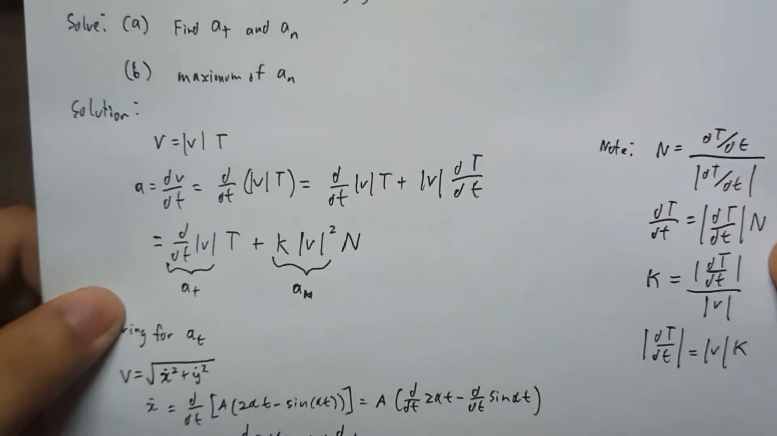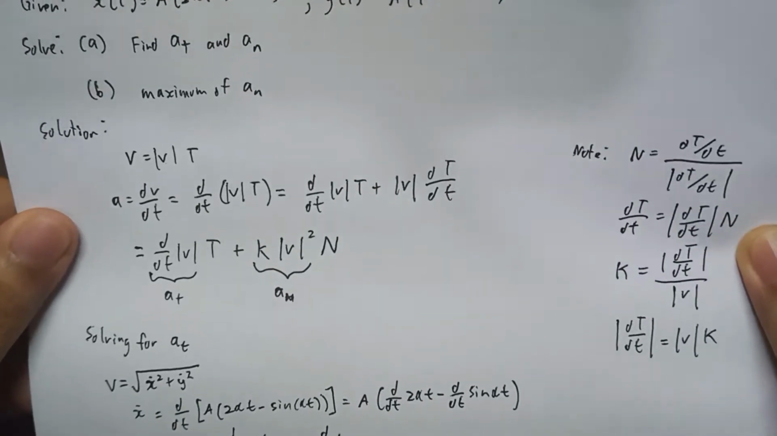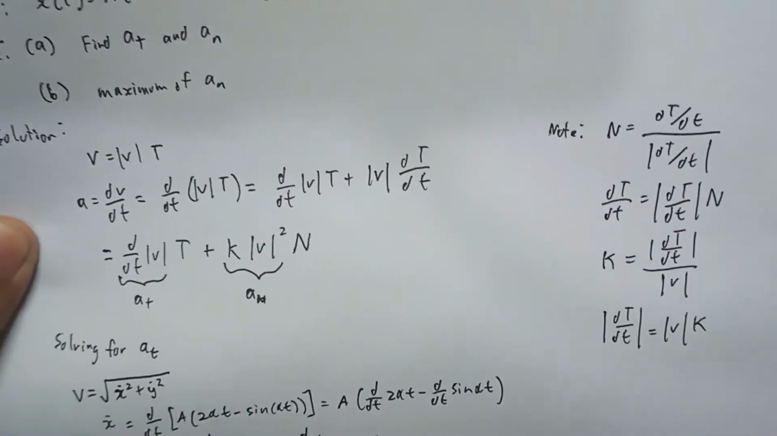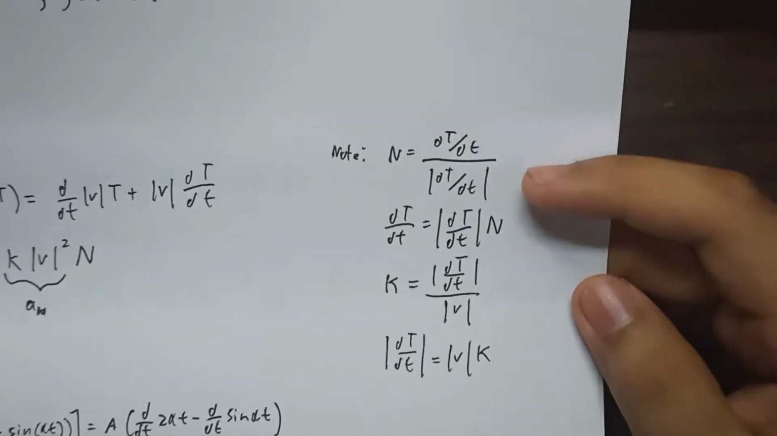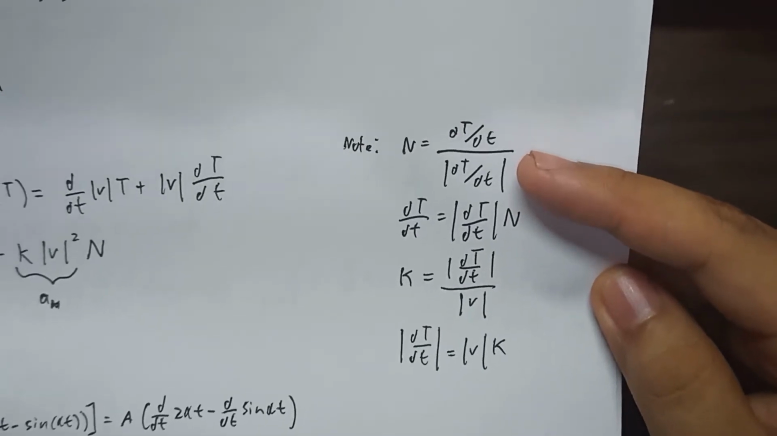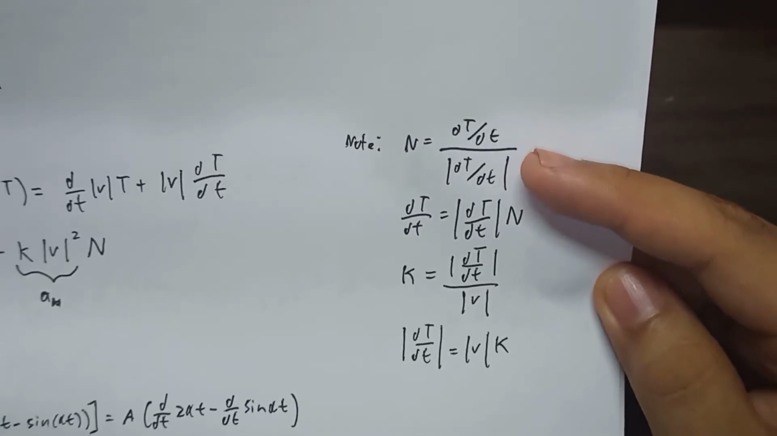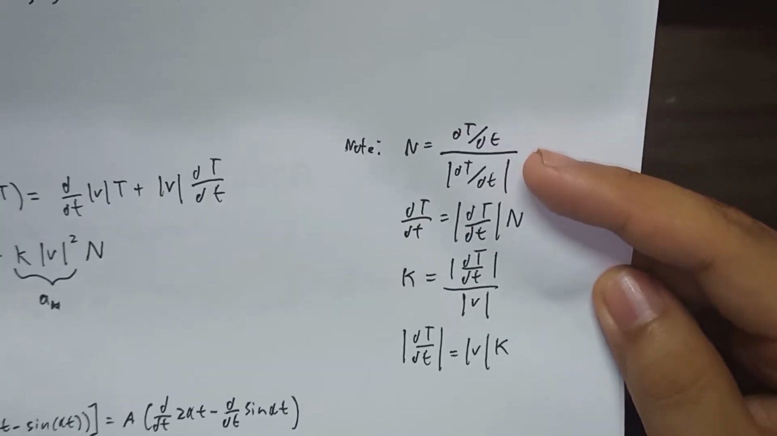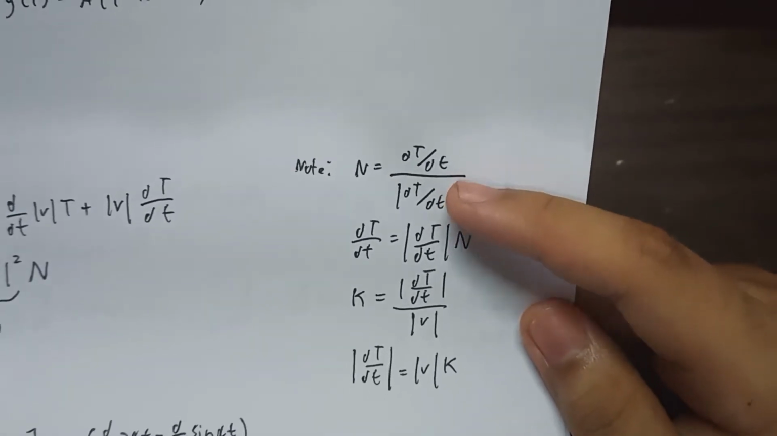So first, we have to find the velocity, which is a vector, which means it has a magnitude of v and the direction of T, which is the tangent vector. And we know that acceleration is dv over dt, which means getting the derivative of v with respect to t, which gives us d over dt of v T plus v dT over dt. And we note that in getting the normal vector, N is equal to dT over ds over the magnitude of dT over ds.